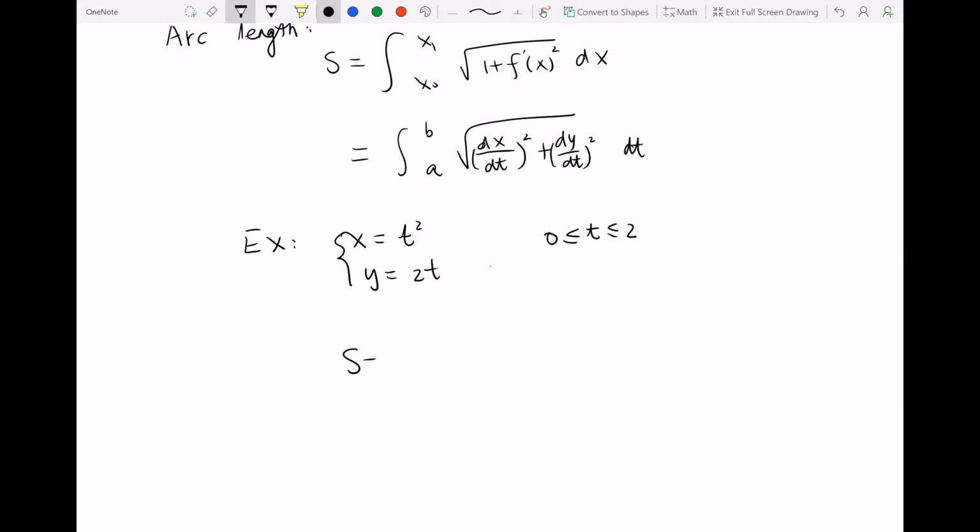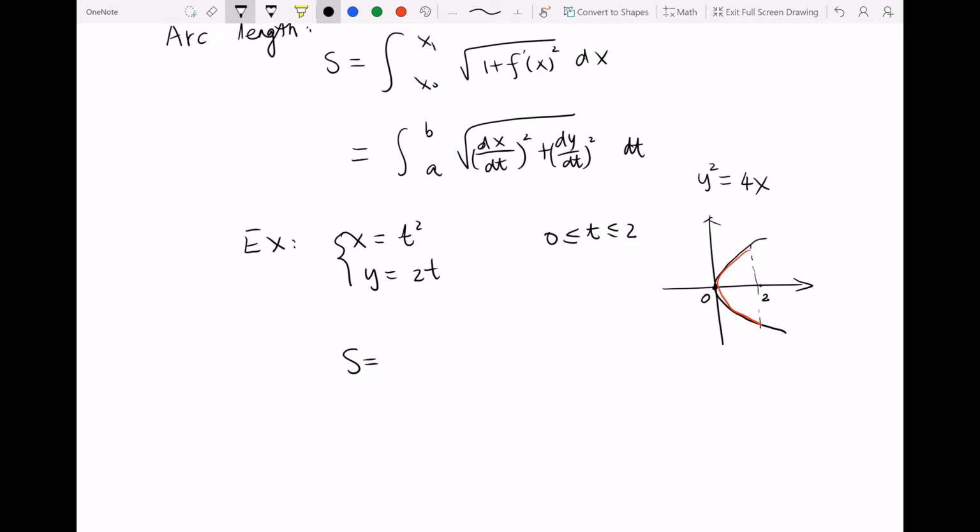So now we find the arc length of this one, x equals t squared, y equals 2t. Okay, so we can see this. You can change this into rectangular form: y squared equals 4x, right? It's a parabola like this. Now you want to find the arc length from 0 to 2. We're looking for this arc length, this one, the red part, right?